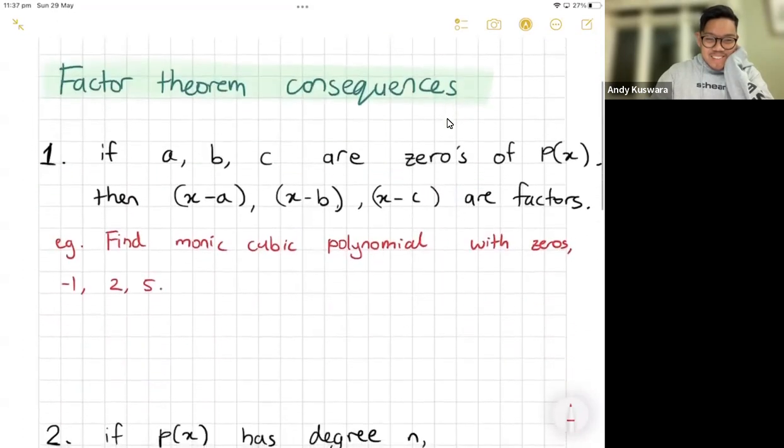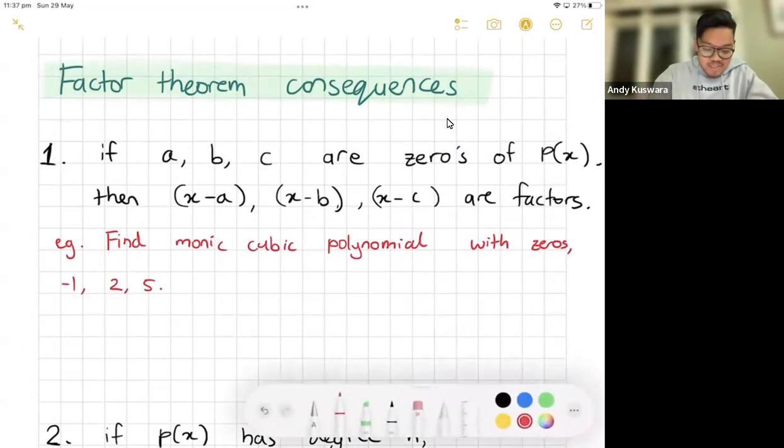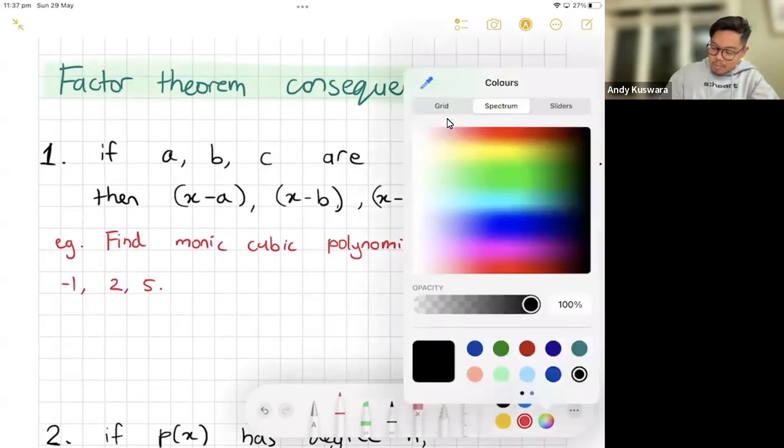Okay, so today's lesson, factor theorem consequences. It's basically an extension of what we did last lesson on factor theorem. There's three main things that I'll touch on. First one, if a, b, and c are zeros of your polynomial P(x), then x minus a, x minus b, x minus c, they're going to be your factors. And the question that you could get could come up a little like this.